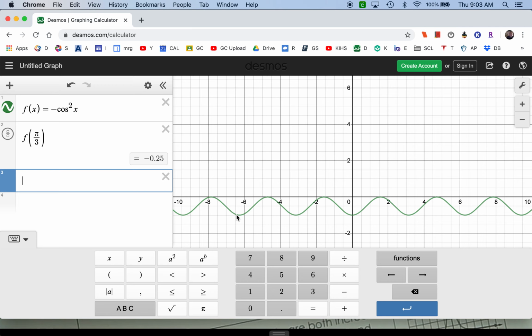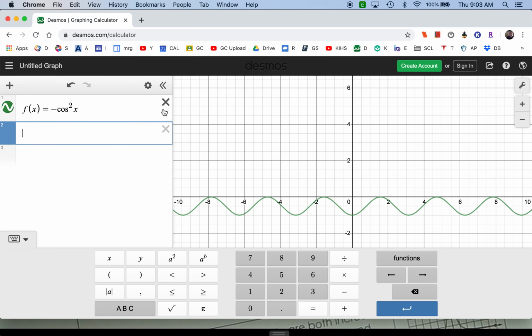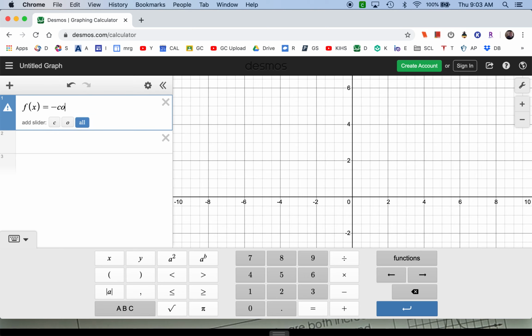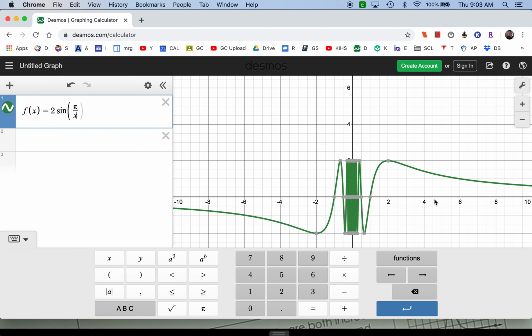For 2 sine pi over x. Let's do that one right now. So 2 sine, and then inside pi over x. And that's as x is approaching 0. So what's happening around the origin? Is there an oscillation around 0? That oscillation means the limit does not exist.